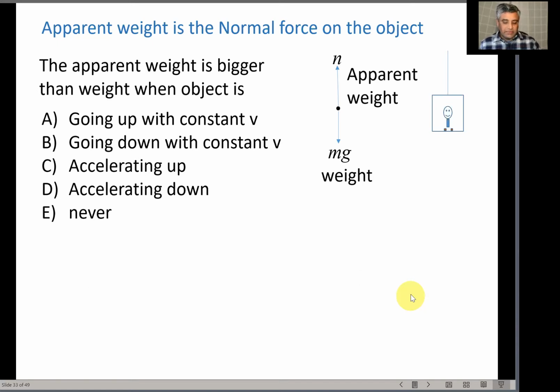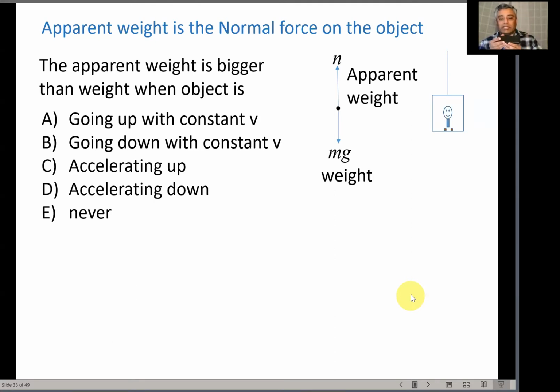Now, when is the apparent weight bigger than the regular weight? When we say weight, we are talking about the weight shown by the balance when we are not accelerating. That's mg. mg is the weight when we are on the scale and the scale is not accelerating, or we are not accelerating. But when the scale is accelerating, what happens? Our weight is not going to be equal to mg. Our weight is what we feel push from where we are standing.